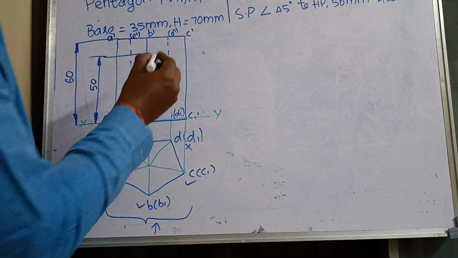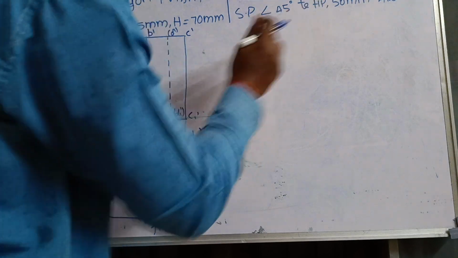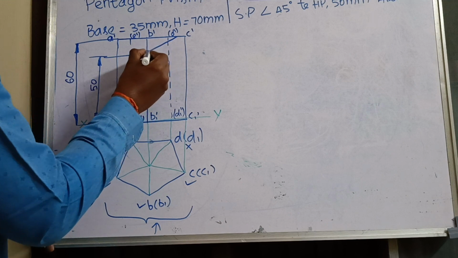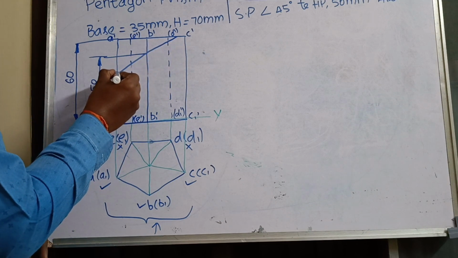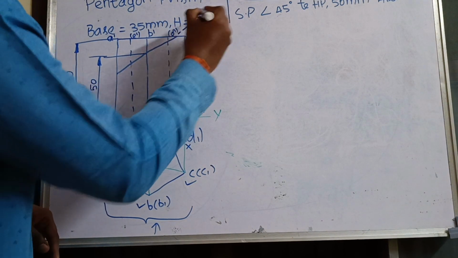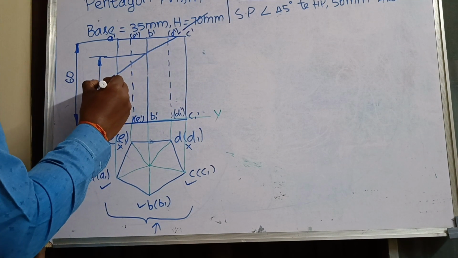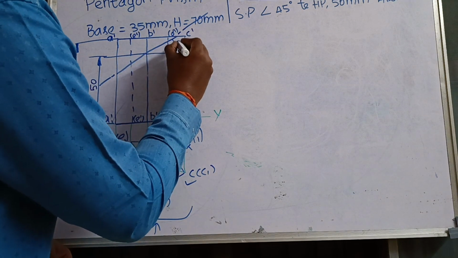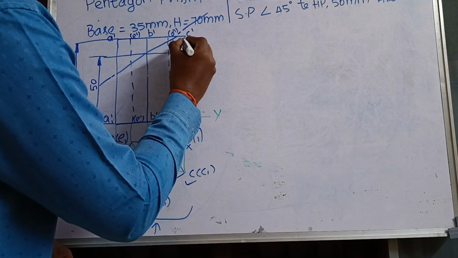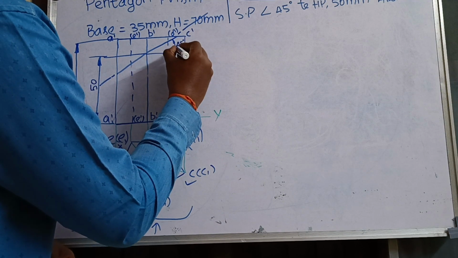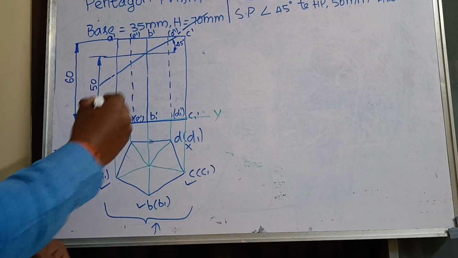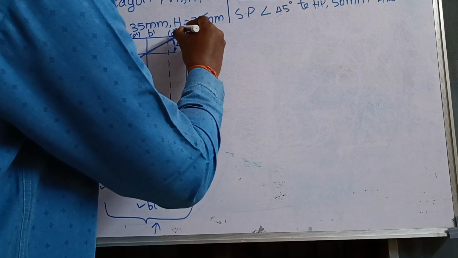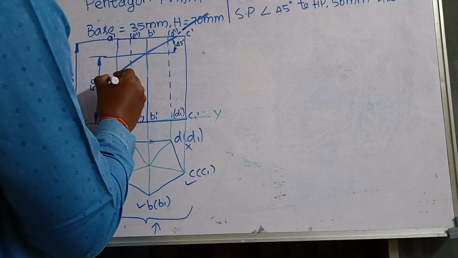Now as per the given condition, the section plane is 50 mm above the base and 45 degrees to the HP. So this is 45 degrees. Throughout the object you draw the continuous line, then smaller line, then larger line, smaller line, then larger line.